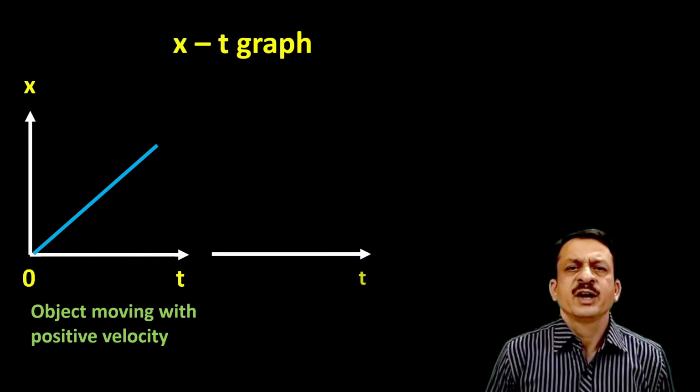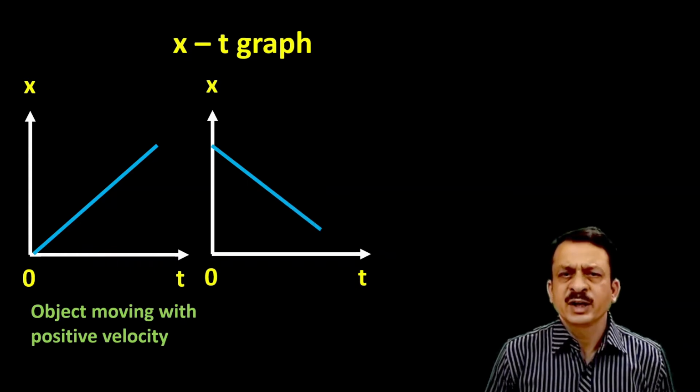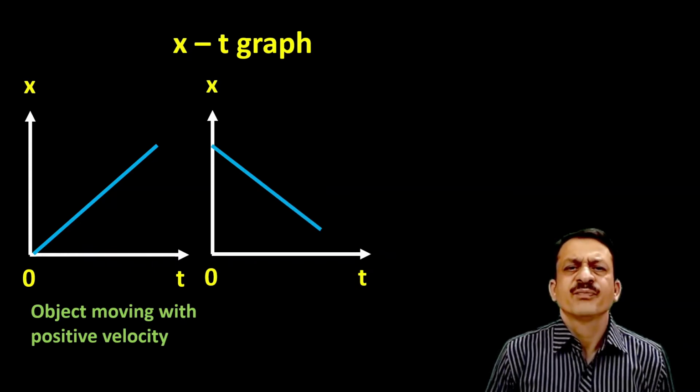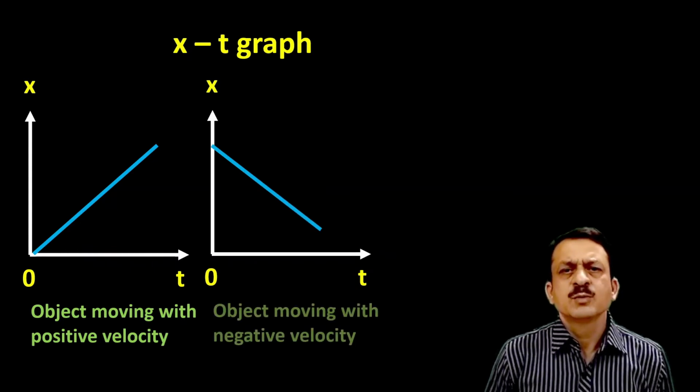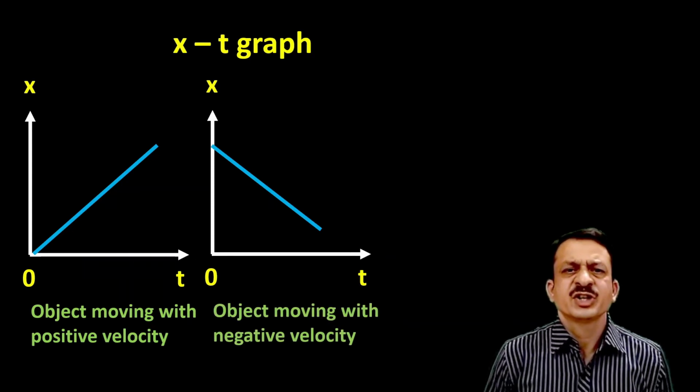We have the x axis as time, y axis it is the position vector. Now with the negative velocity the blue line is decreasing. So that is object moving with negative velocity. That is the xt graph or position time graph.